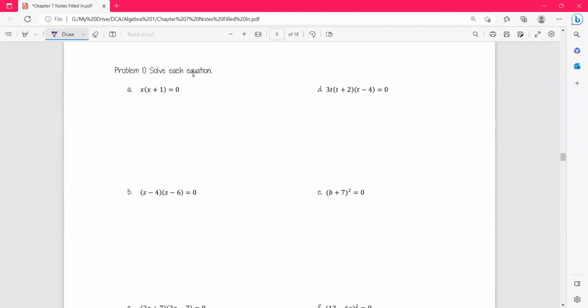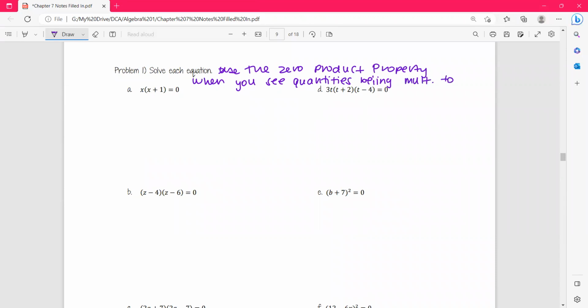So we apply the 0 product property when you see quantities being multiplied together. Okay, that's really important. Star that, highlight that. When do we use the 0 product property? When you see quantities being multiplied together.